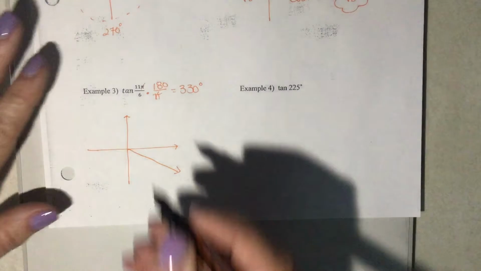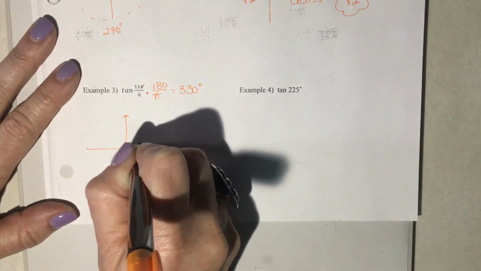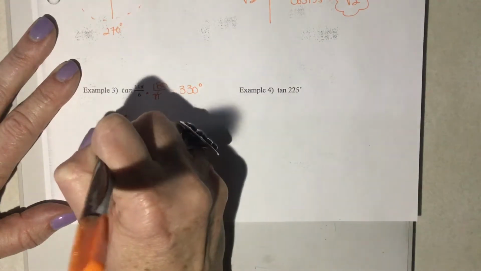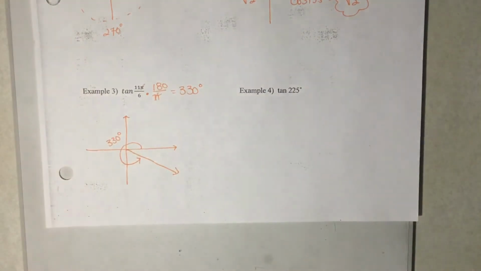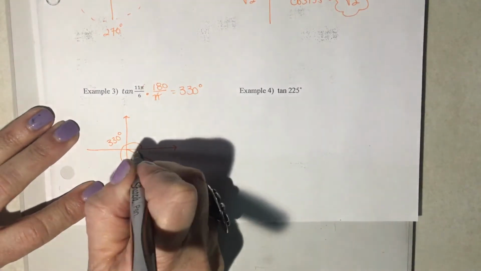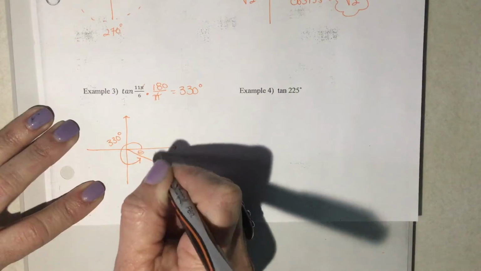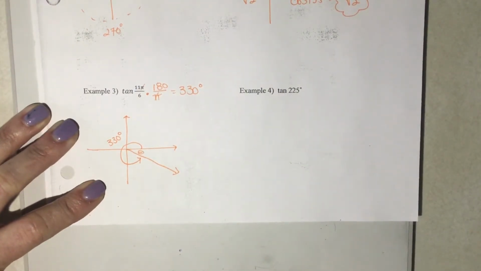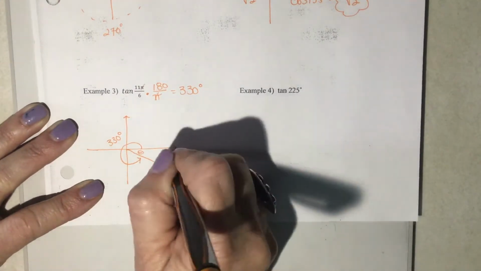I'm going to draw my 330. So starting at the initial side, angling around to the terminal side, I have created an angle of 330 degrees. But the angle that's in question is this one created with the terminal side and the initial side. That angle right in there. And just looking at that, what do you think that angle measurement's going to be?